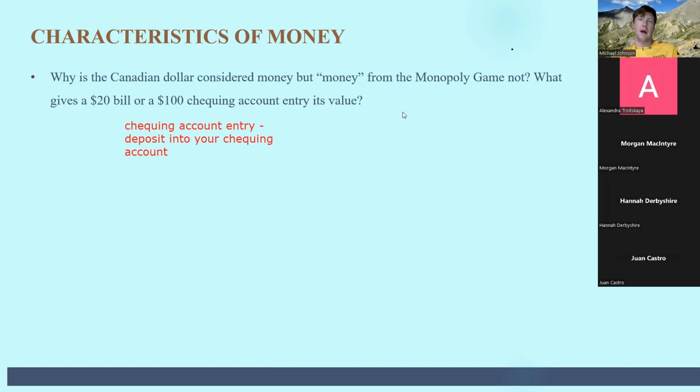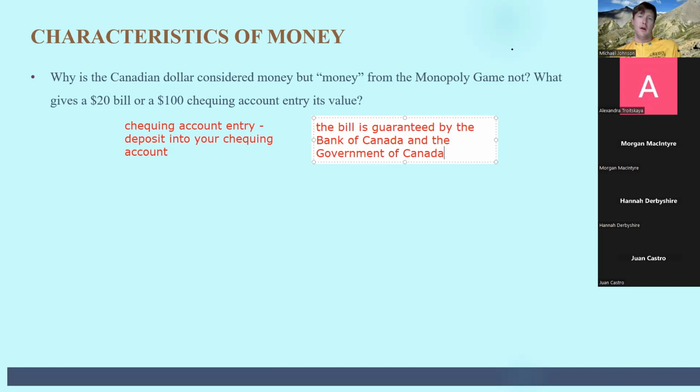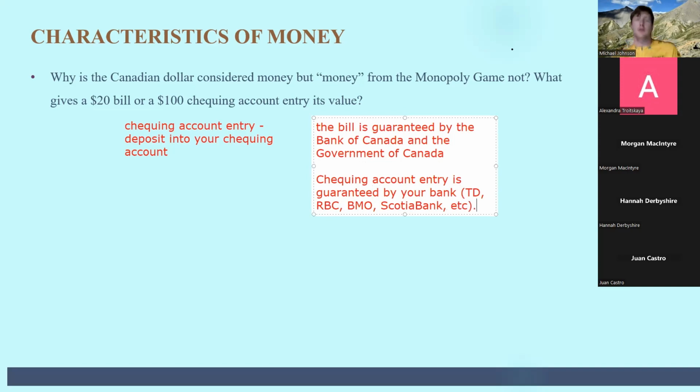It's guaranteed by the bank. The bill is guaranteed by the Bank of Canada and the government of Canada. And the checking account entry is guaranteed by your bank, like TD, RBC, BMO, Scotia Bank, etc. So that's great, Alexandra. That's the benefit of this, because it's guaranteed by these parties, and you can trust the Bank of Canada or the government to guarantee it.